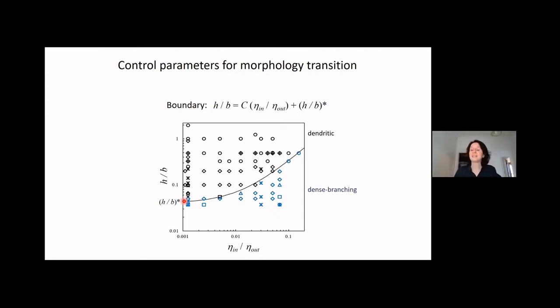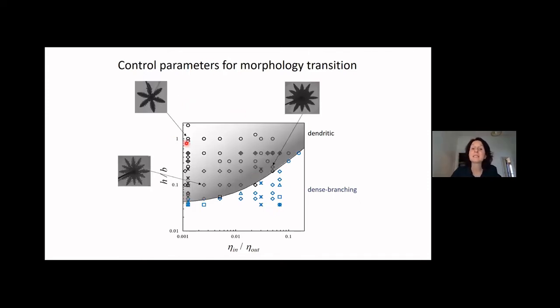So the picture that emerges here is that we get 6-fold symmetric growth far away from the morphology boundary. Then as we approach the boundary, by either decreasing H/B or increasing the viscosity ratio, the pattern transitions towards a 12-fold symmetric pattern. And eventually, as it reaches a 12-fold symmetric growth, it transitions back to this generic mode of growth of dense branching characterized by tip splitting.